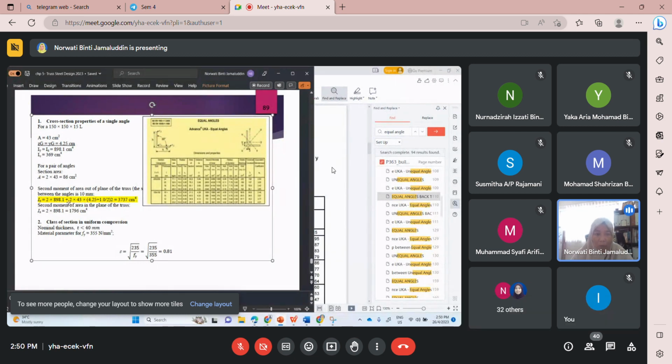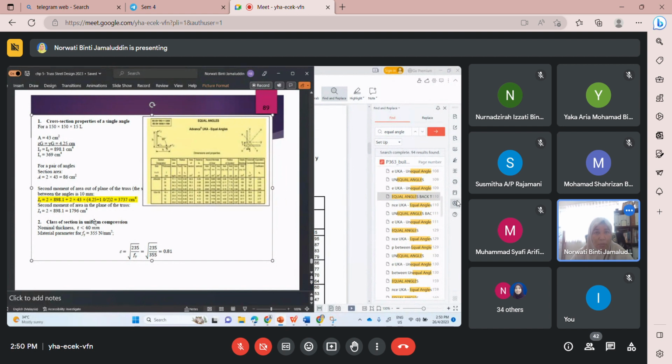Can you remember what you learned during the previous semester about how to calculate the second moment of area? That is the first principle approach, right? Iyy, Izz.